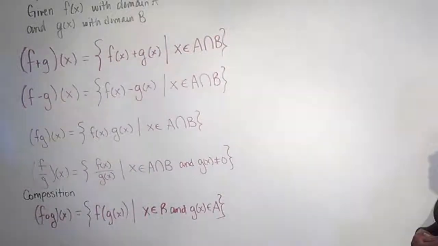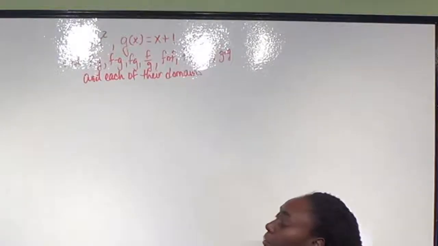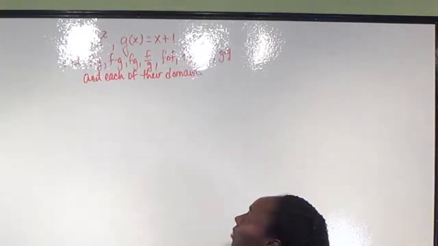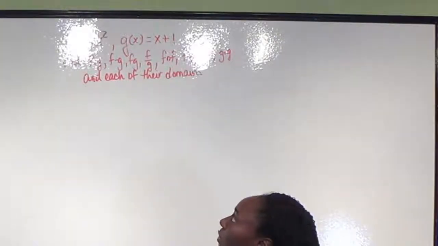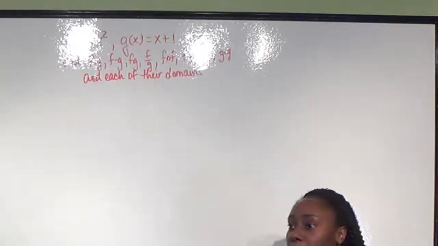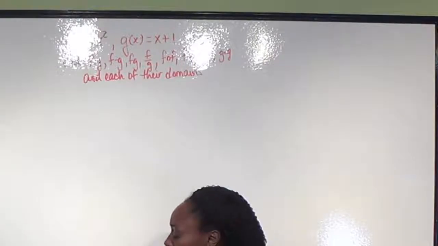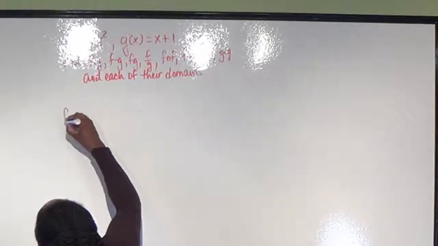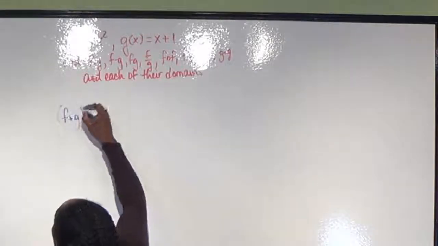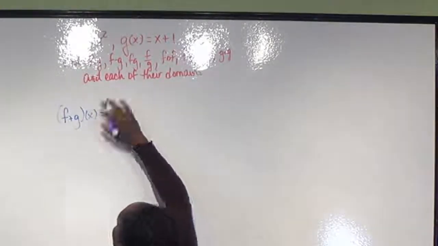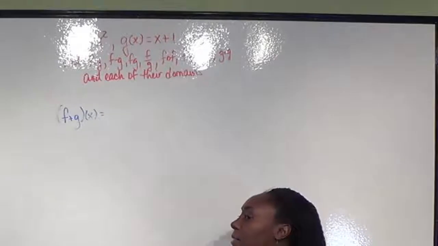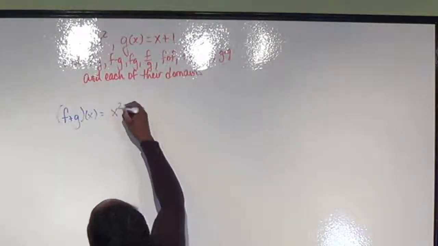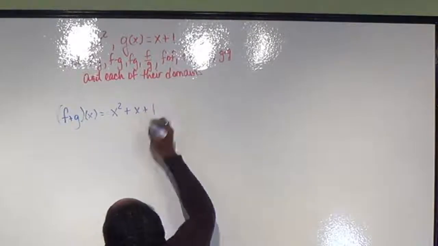So let's look at an example. And in this example, we're just going to do one of every type of these that you'll see. So let's let f of x equal x squared and g of x equal x plus 1. Then to find each of these functions, if I'm looking for f plus g of x, this again just says I'm going to take f of x and add it to g of x everywhere. So in this case, that's going to be x squared plus x plus 1.